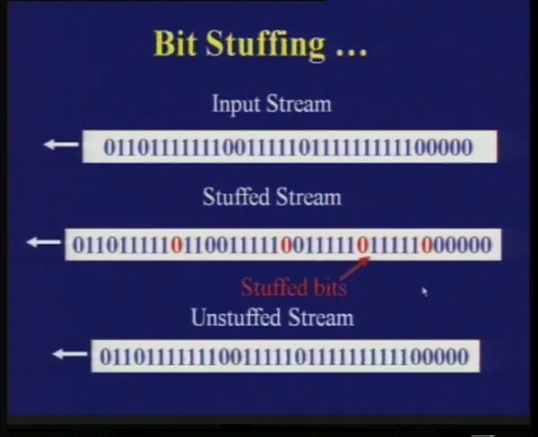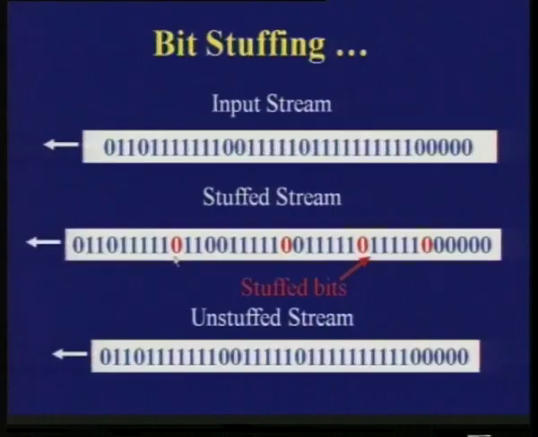Now, at the receiving end, look at what is happening. What is the receiver supposed to do? It is supposed to remove these stuffed zeros. Now, how does it identify these stuffed zeros? Whenever it finds a 0 after 5 ones, it will remove those stuffed zeros. So you can look at the unstuffed stream, and you can see what will happen. It will see 5 ones followed by a 0. So it will remove this.